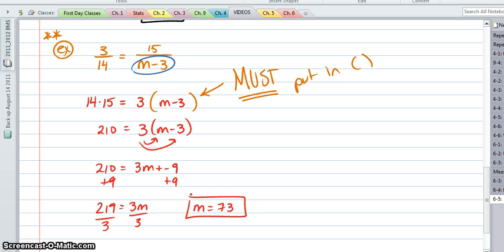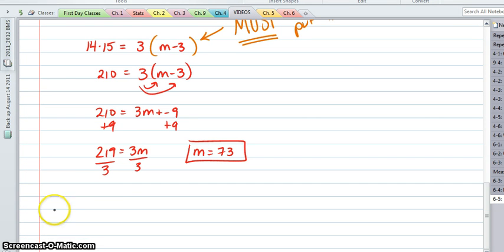Please don't write 70. I know that 73 minus 3 is 70, but I'm not asking you what the denominator is equal to. I'm asking you to solve for the missing variable. And in this case, the variable m is equal to 73. And you can check it. Please go ahead and try this one on your own.